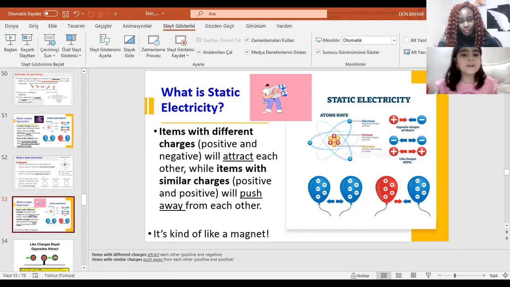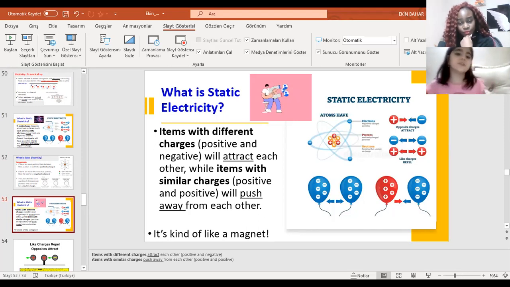Items with different charges, positive and negative, will attract each other. It means they pull each other, like magnets. While items with similar charges, positive and positive, will push away from each other. So a magnet has north.